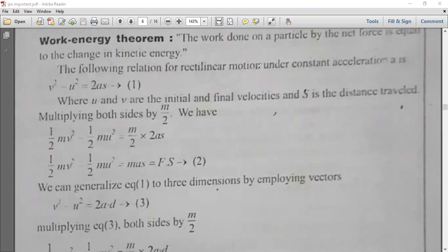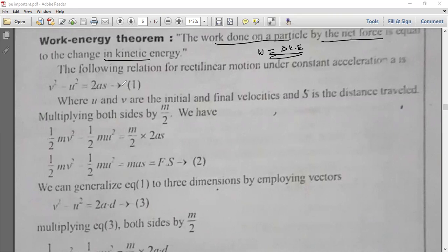So first, what is the work energy theorem statement? Work done by a particle is equal to the change in kinetic energy. Simple. This W is equal to delta KE. Change in kinetic energy is equal to work done. You first write this down.